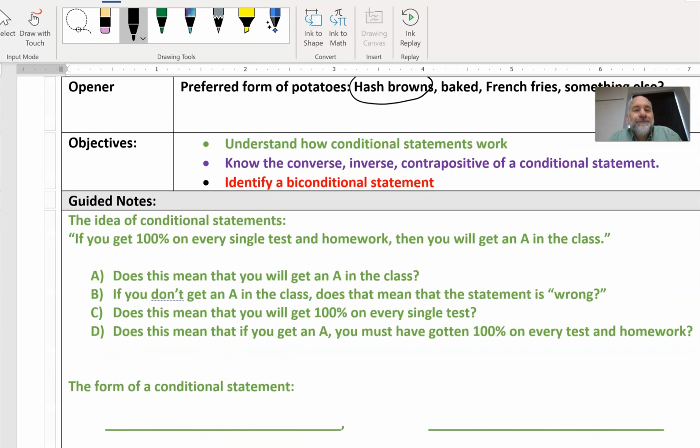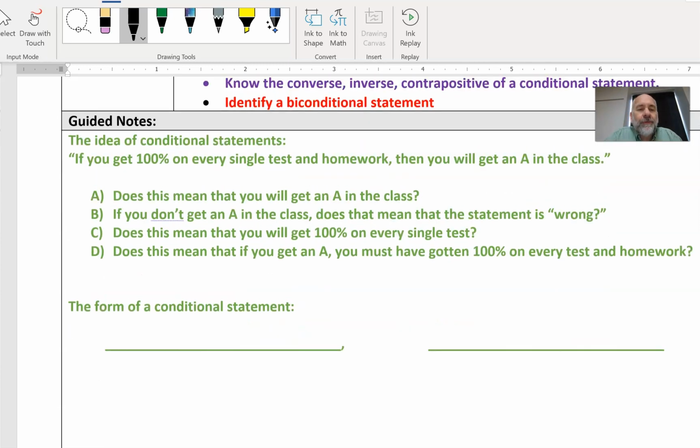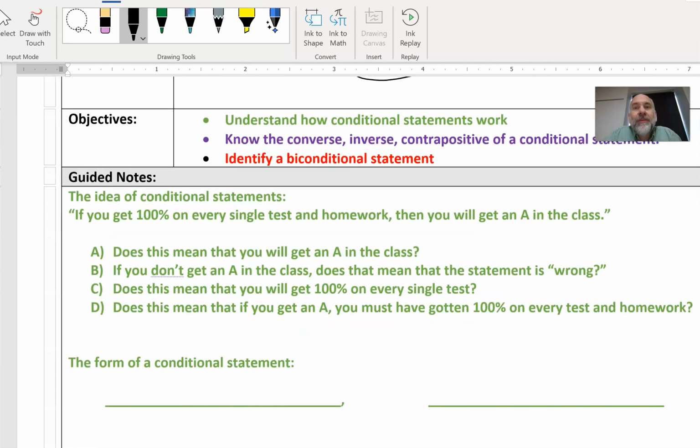But we'll move on. So these are your objectives. You can read those right now and check them out. You'll pause it if you need to, and we'll start right away. So what is a conditional statement?